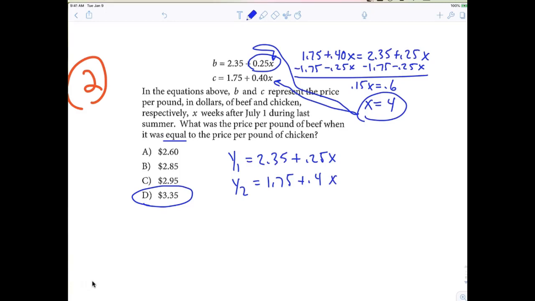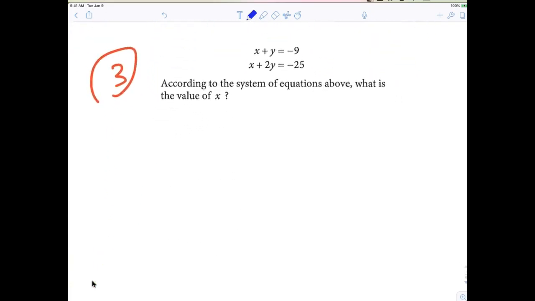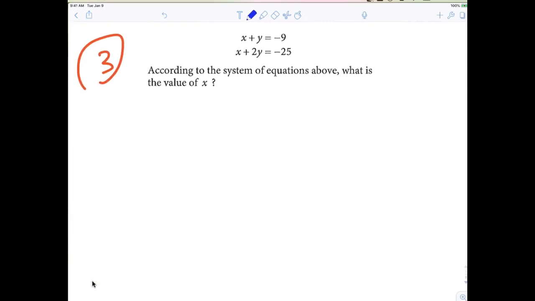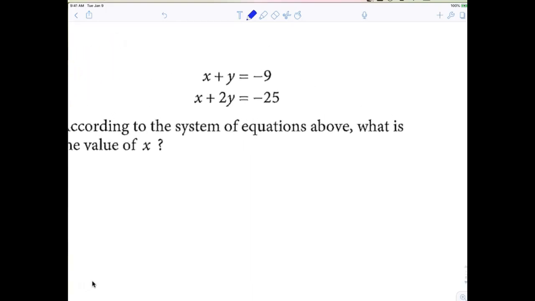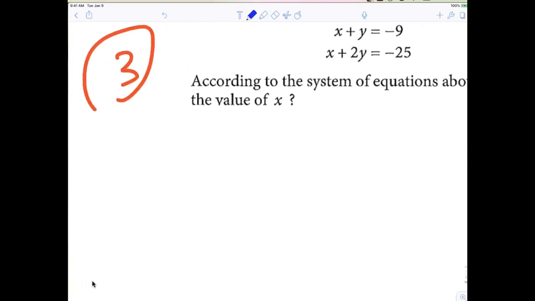All right, now let's check out number 3. See if you're any better. Now, if I'm looking to find x, what should I eliminate right off the bat? Y. You should eliminate y. Does everybody agree with that? So somebody tell me what the answer is here. X is equal to 7? That's what I got. Is that what you got?